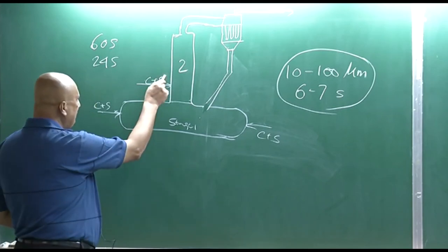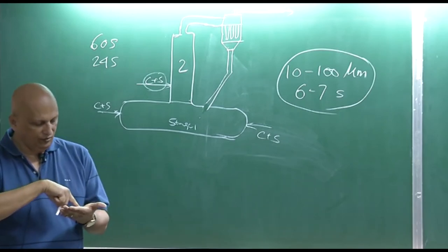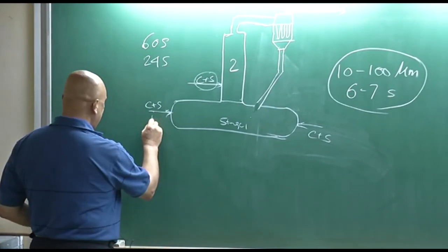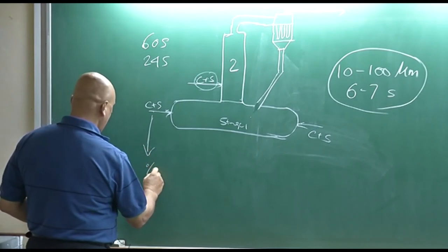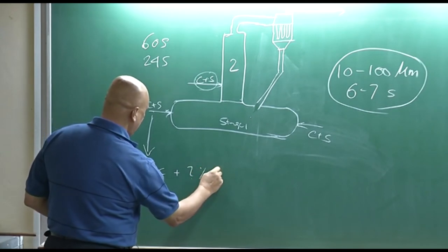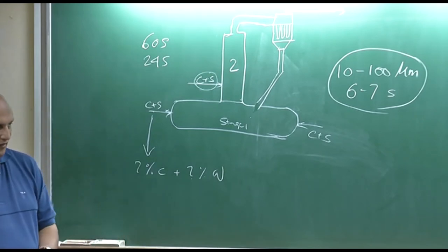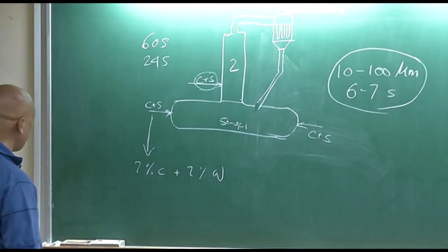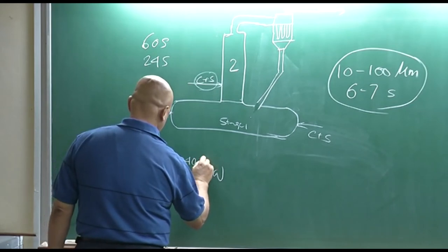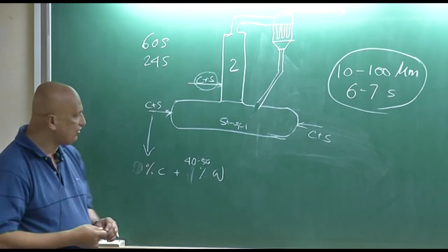The other one is the coal water slurry. So you have water there, you have coal there, and what did I say? This is consisting of what percentage of coal and what percentage of water? Forty, 50% water, you're absolutely right. So this is about 40 to 50%, and this is the rest. Right? So this term is called solids loading.